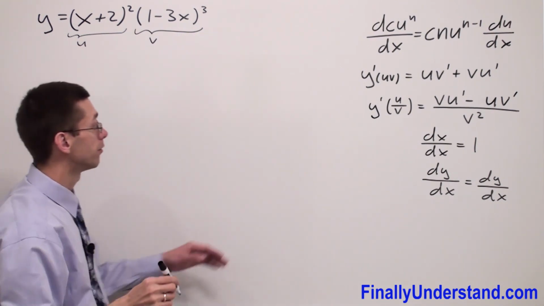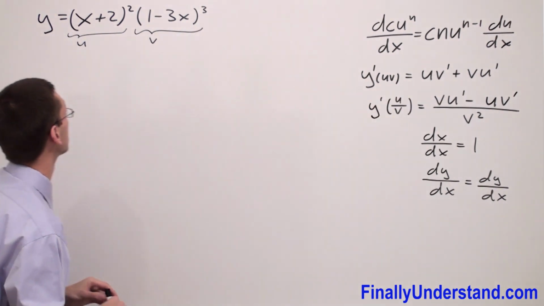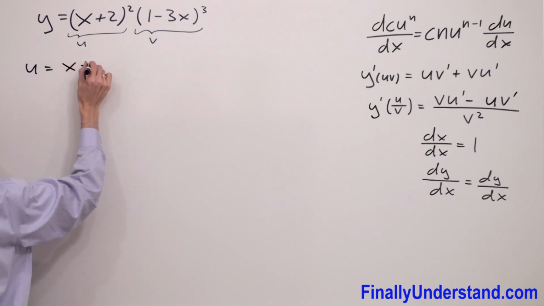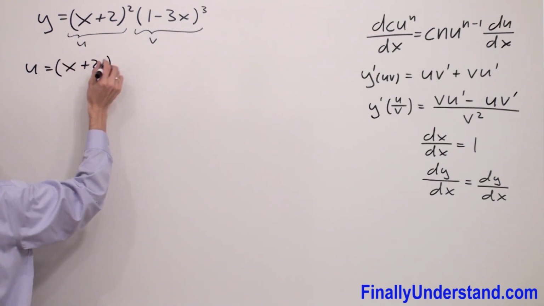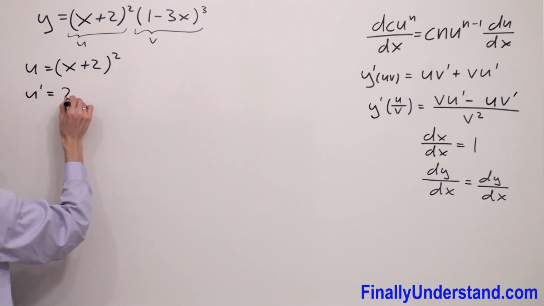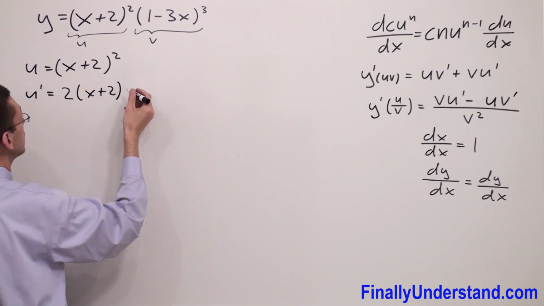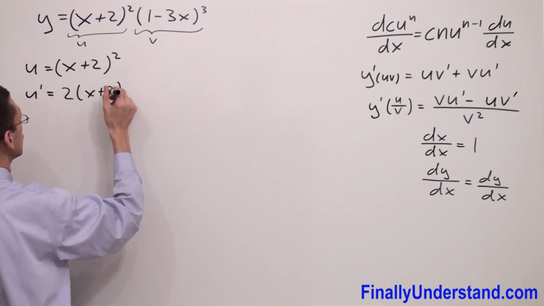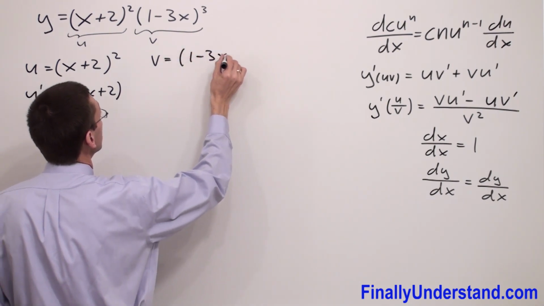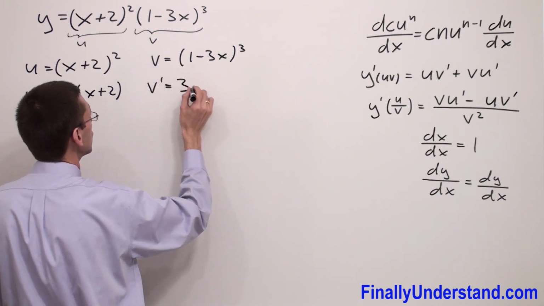So I have to use this formula for the product, the derivative of the product. So u is equal to (x plus 2) to the second power. U prime is equal to x plus 2 times 1, okay? I'm not going to write it. V is equal to (1 minus 3x) to the third power. V prime is equal to 3.